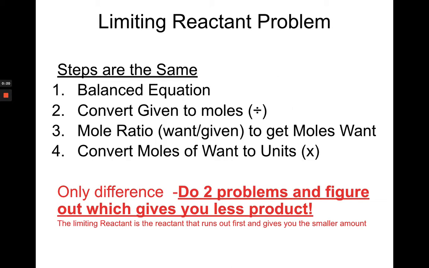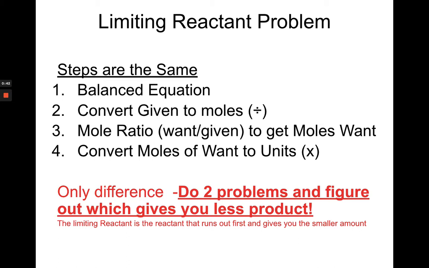So, a limiting reactant problem is just like any other stoichiometry problem, except you're going to have to do two problems to figure out which of the reactants will give you less product. The limiting reactant is the reactant that runs out first and gives you the smaller amount. So it's just like any other stoichiometry problem where you're going to need a balanced equation.